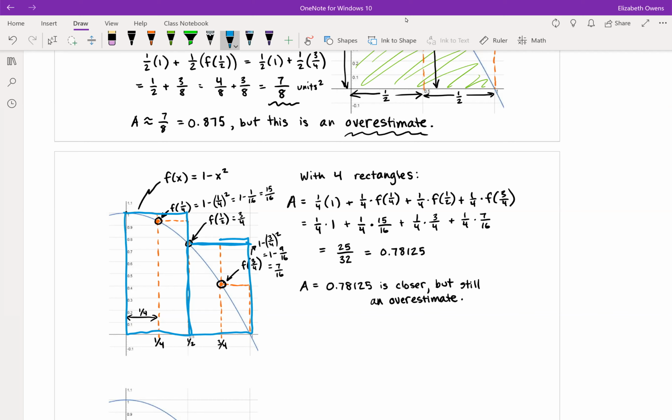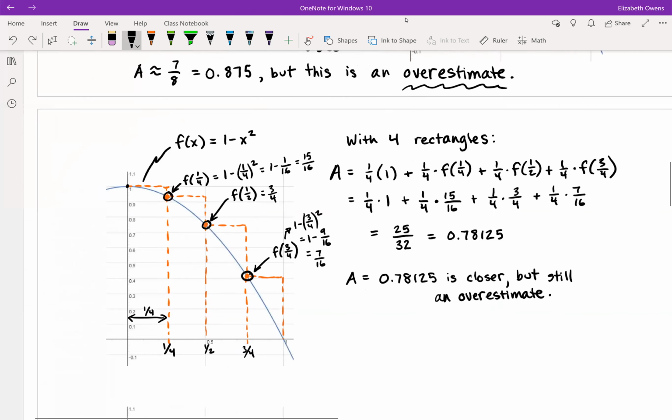So if you counted all of the area beneath those 2 rectangles, that has this extra portion and this extra portion. Using the 4 rectangles, we get to cut out those blue shaded bits. So it is getting closer to the area underneath the parabola, but it's still overestimating. So we're making progress, but we're not there.